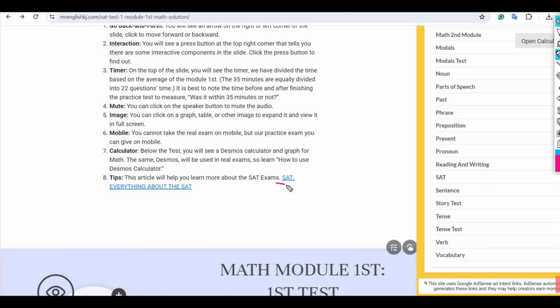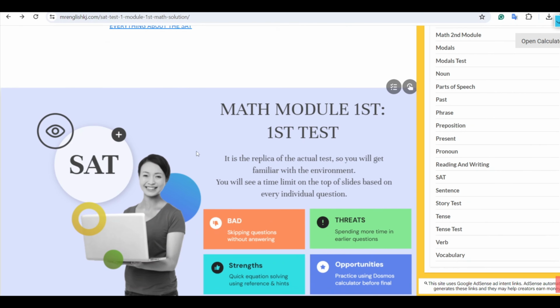Now this is another important link for you, everything about the SAT. If you do not know any important information about the SAT, you can find it here. Before taking the exam, I suggest you should go and visit this link. It will tell you a lot of information about the SAT. Don't worry, I will make a video on it also, but till then you can read it.